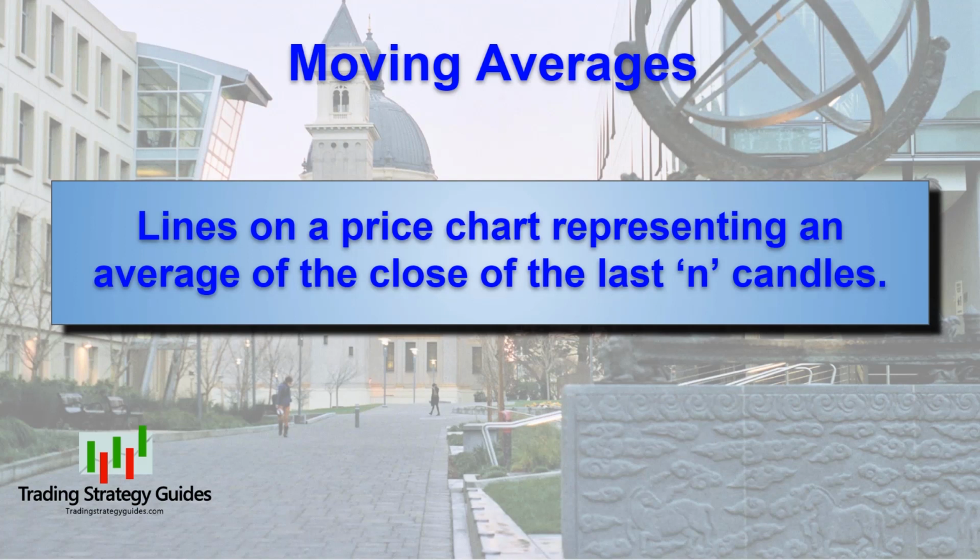A moving average can be calculated from any series of values. Typically, the value used is the closing price of the candle. However, there are some strategies that use other values from the candle, like the opening price, the high or low price, or sometimes even the volume.